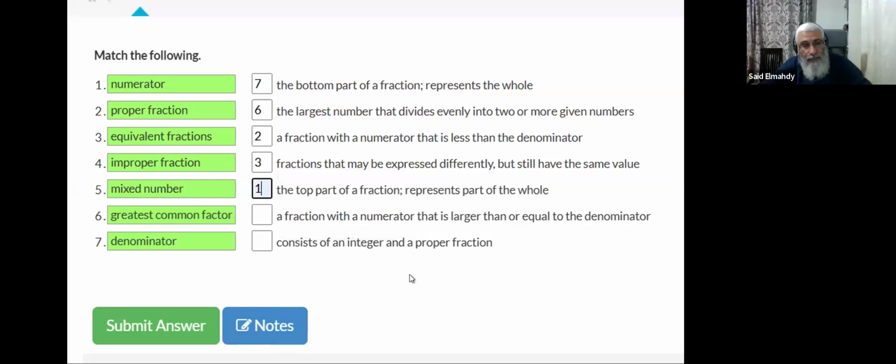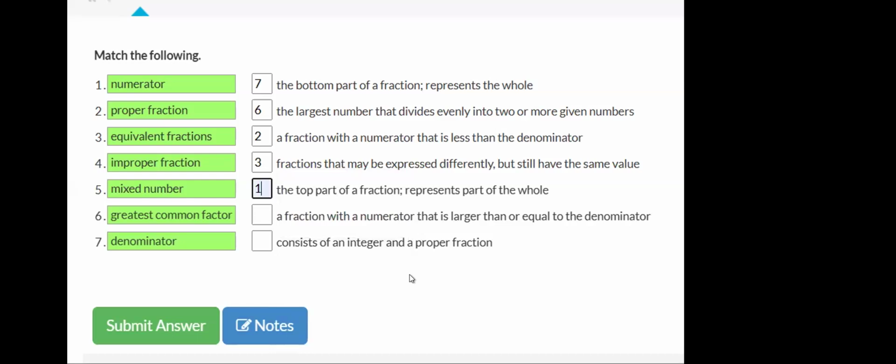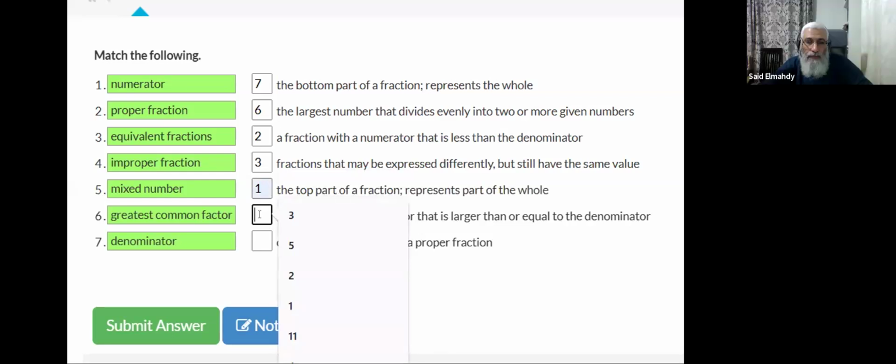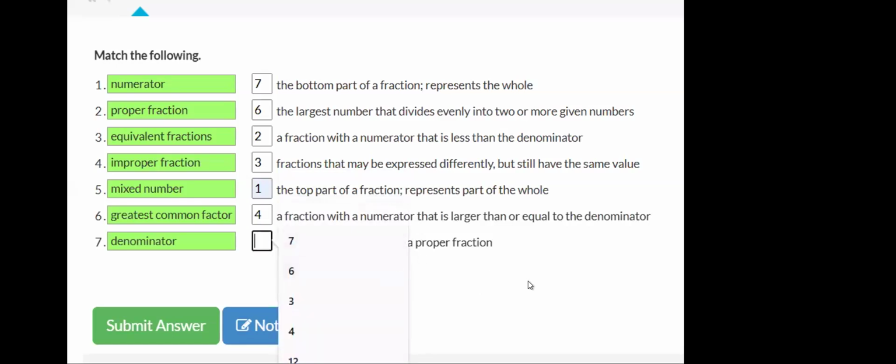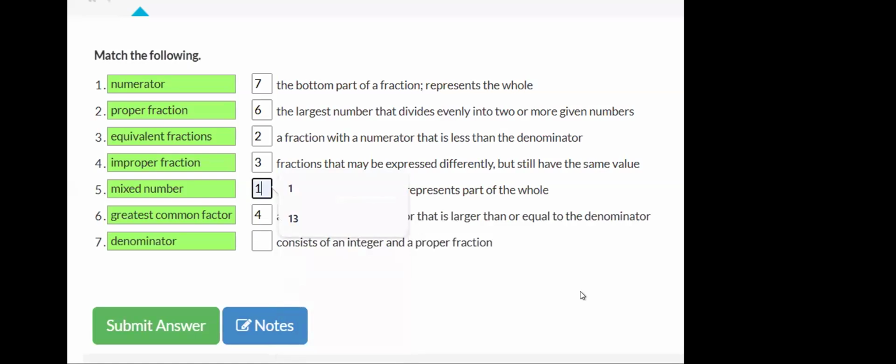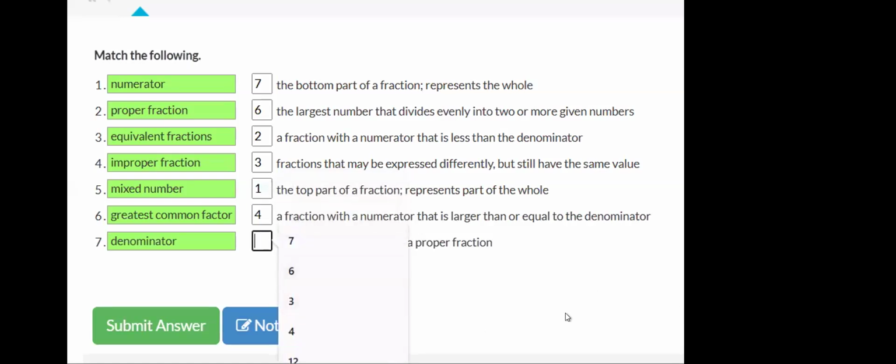Okay. And this one? A fraction with a numerator larger than the denominator is an improper fraction. Yes, it is. And one that consists of an integer and a fraction is a mixed fraction. Correct.